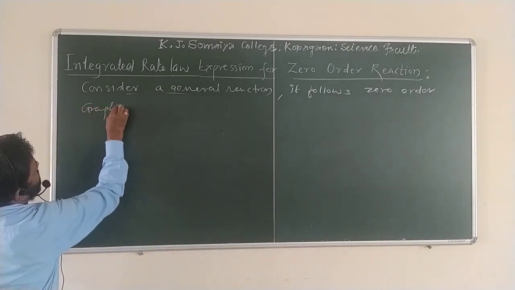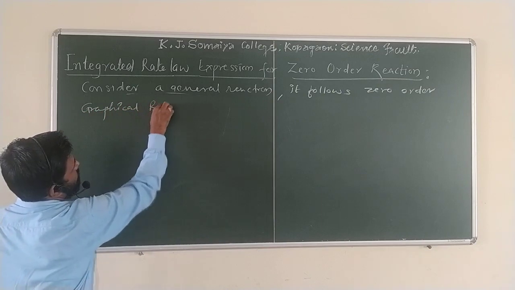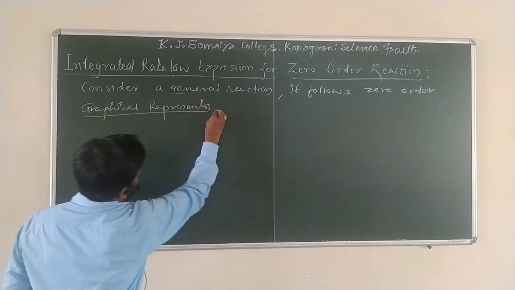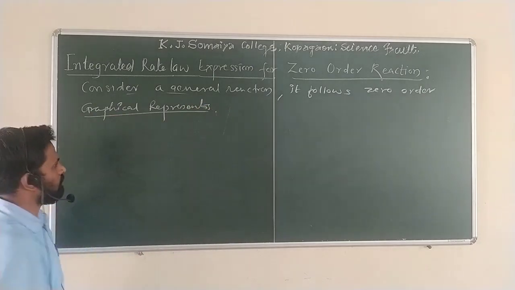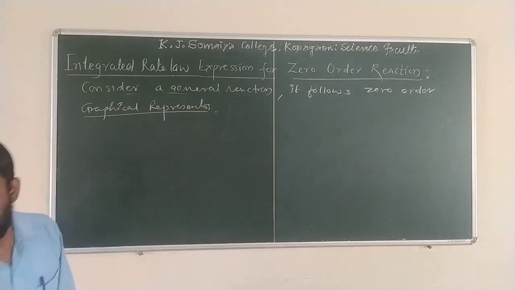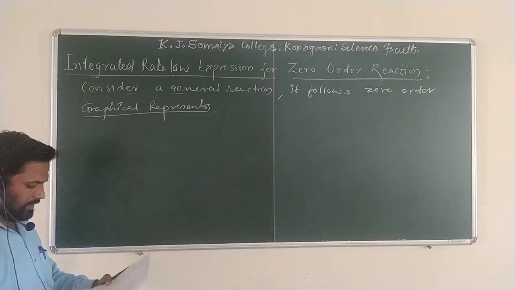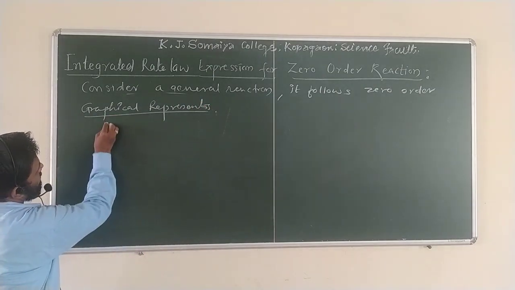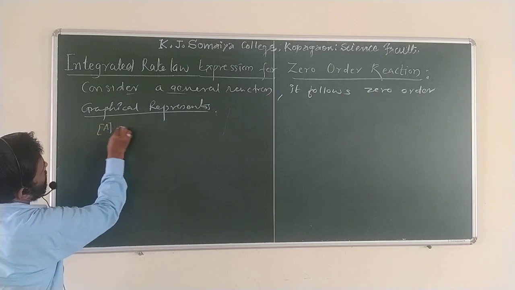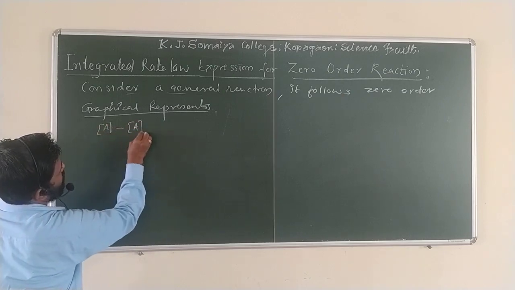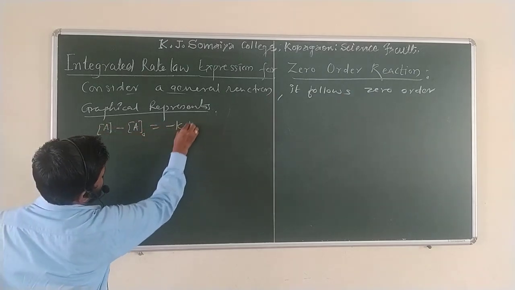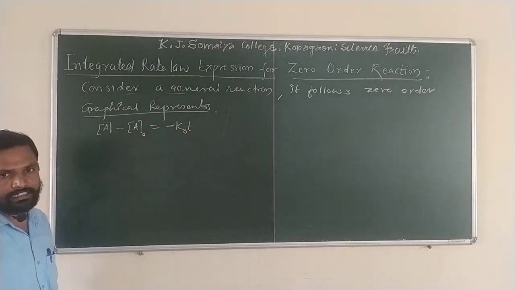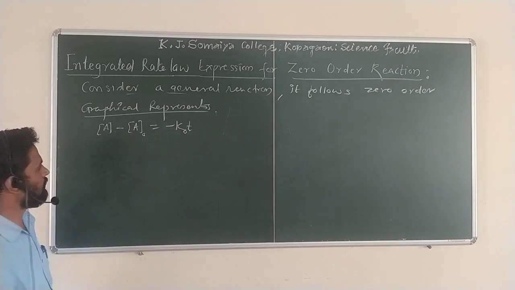Graphical representation. How do we represent the graph of a zero order reaction? First of all, what do we have? The basic equation, y equals mx plus c. The equation we already determined: A minus A0 equals minus K0 t. This is the integrated rate law expression for a zero order reaction.